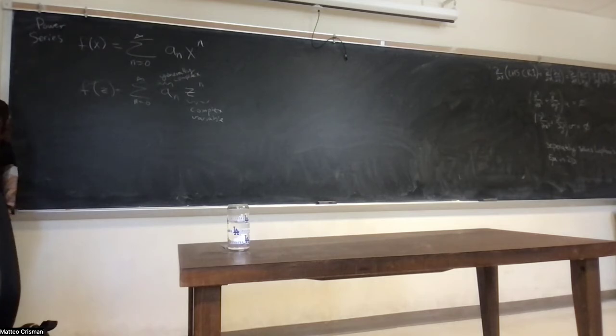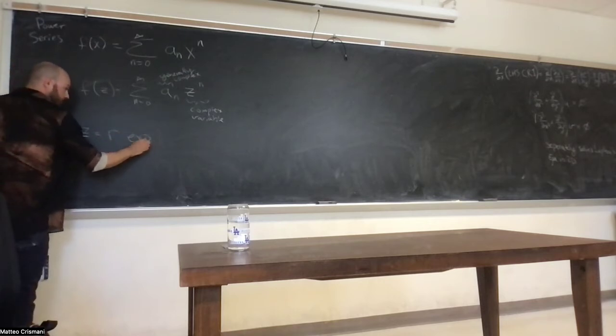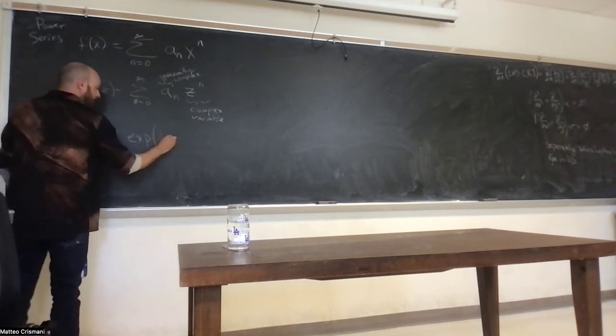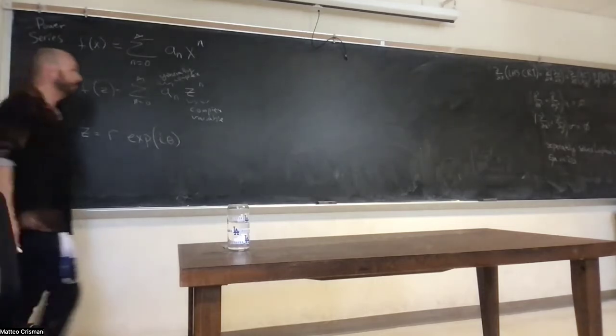So how do I write z in terms of its modulus and its argument? Now I'm always allowed to write z like this. Legal or not legal? Sure.